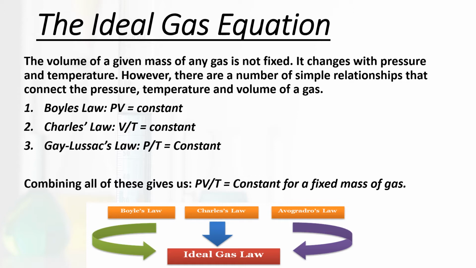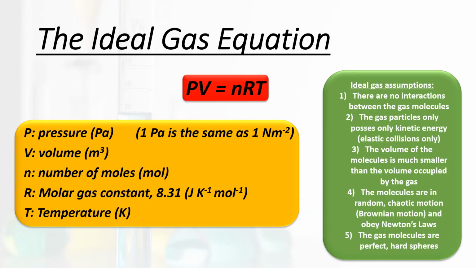Now, if we combine all of those three laws together, this gives us that the pressure times the volume divided by the temperature would be equal to a constant for a fixed mass of gas. So combining Boyle's law, Charles's law and Avogadro's law, or Gay-Lussac's law, comes in to the ideal gas law and the ideal gas equation. And so the ideal gas equation says that the pressure times the volume is equal to the number of moles times the gas constant times by temperature.